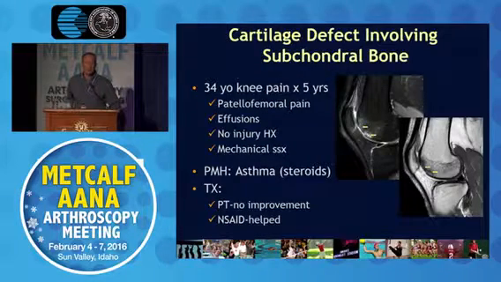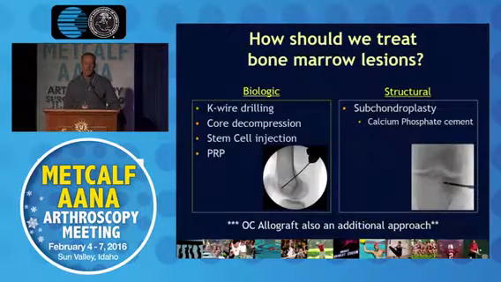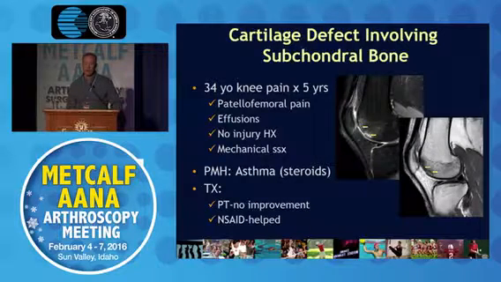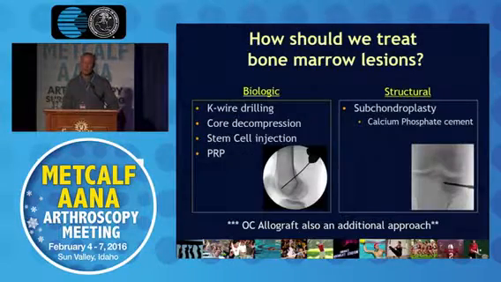So let's start talking about this in a case-based format here. This is a 34-year-old patient who has had knee pain for 5 years, recurrent effusions, and mechanical symptoms. There is a history of the use of steroids for asthma when the patient was younger. Bad news is physical therapy for greater than 3 months and NSAIDs did not help this patient at all. Going back, if you look at the arrows, there's significant involvement of the bone below the area of the cartilage defect.